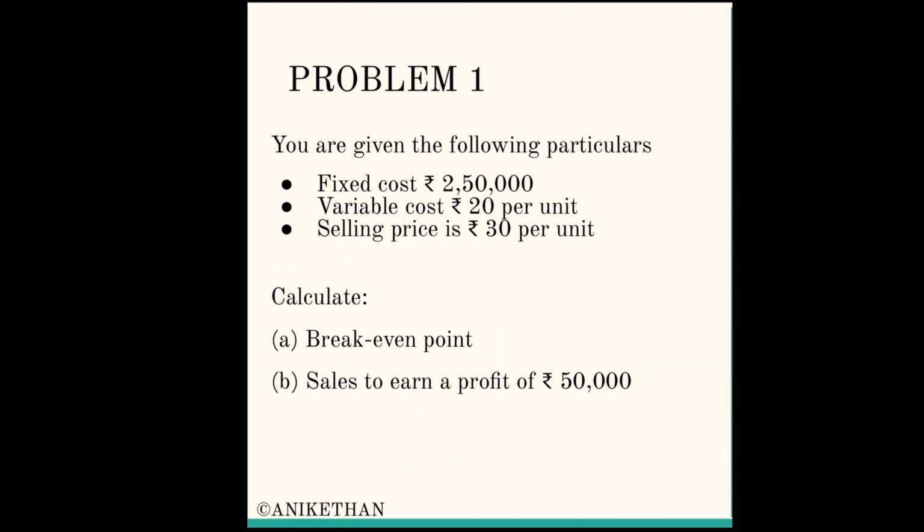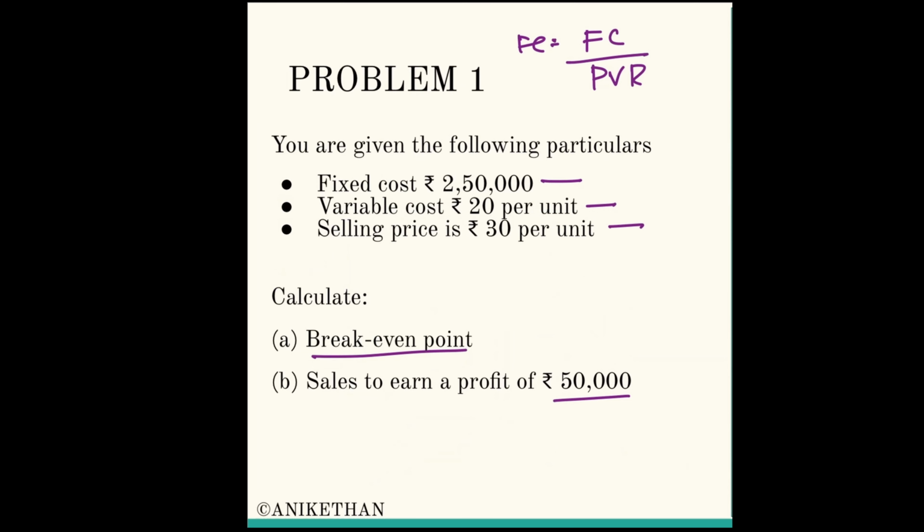So the fixed cost is given, which is 2,50,000. Then there is a variable cost of 20 per unit and selling price is 30 per unit. You have to calculate break-even point and sales to earn a profit of 50,000. So we know break-even is given by fixed cost divided by PVR. Fixed cost is given, PVR is not given. So we have to calculate PVR.